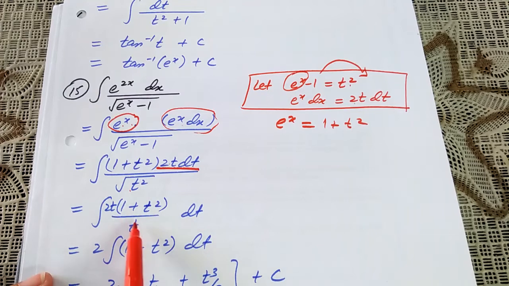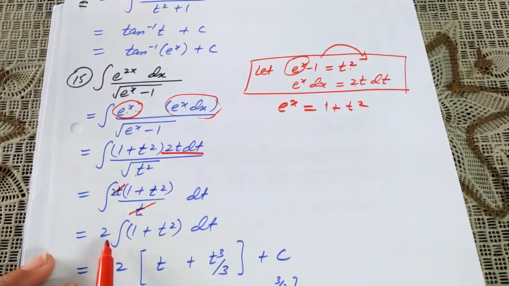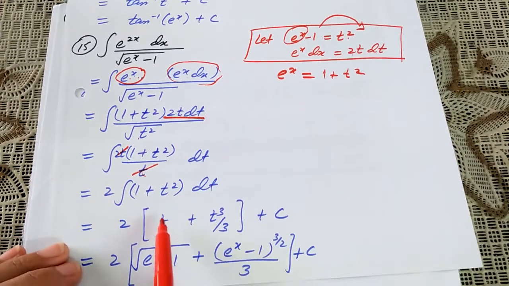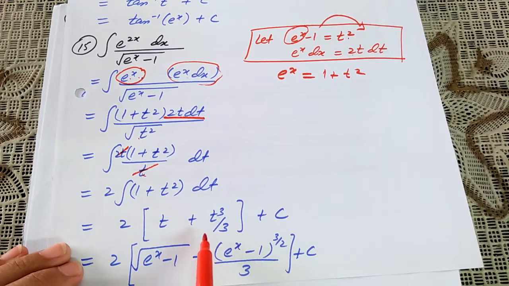Now this under root will simplify t square. We will get back t. This t will be cancelled with this t. 2 is taken outside. Now we will be left with 1 plus t square. Its integration will be t plus t cube over 3.